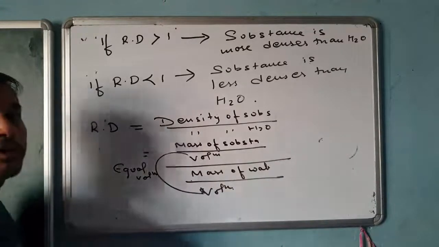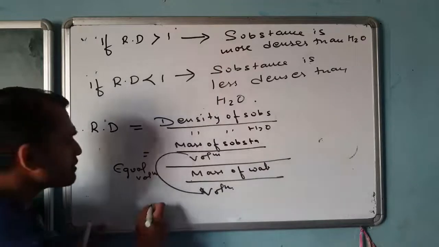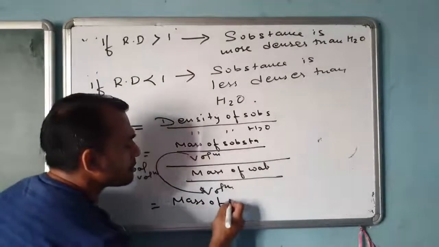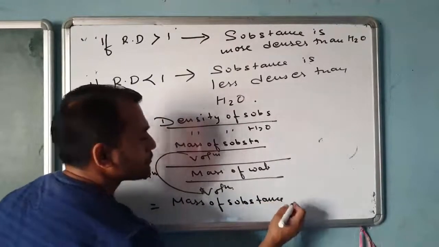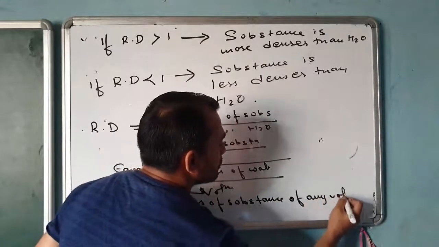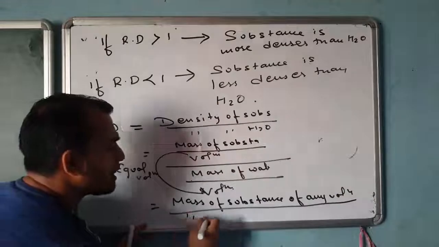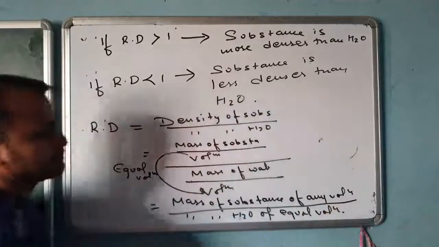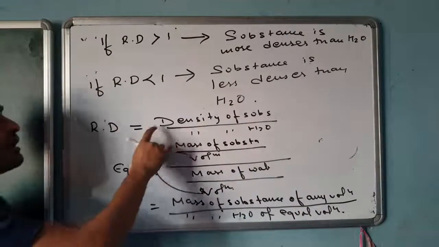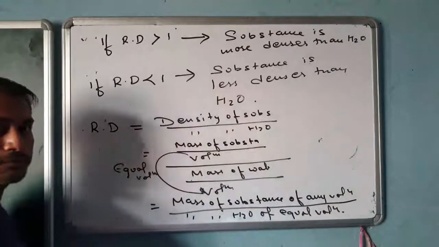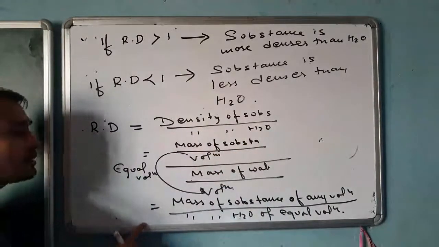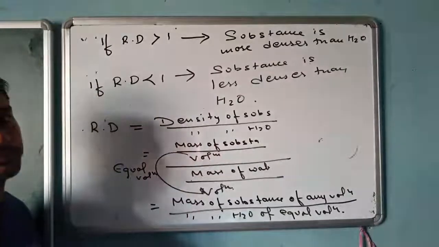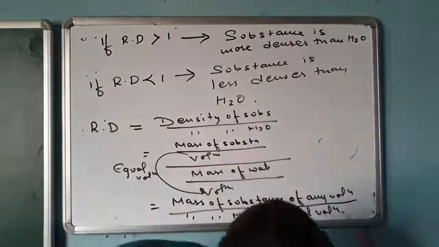What have we considered here? We have considered that we have taken equal volume. Then in this case, the same relative density can also be written as mass of substance of any volume by mass of water of equal volume. Hence, the relative density is not only defined as the ratio of density of substance to the density of water. It can also be defined as the mass of a substance of any volume to the mass of water of equal volume. So this is what we know about relative density.